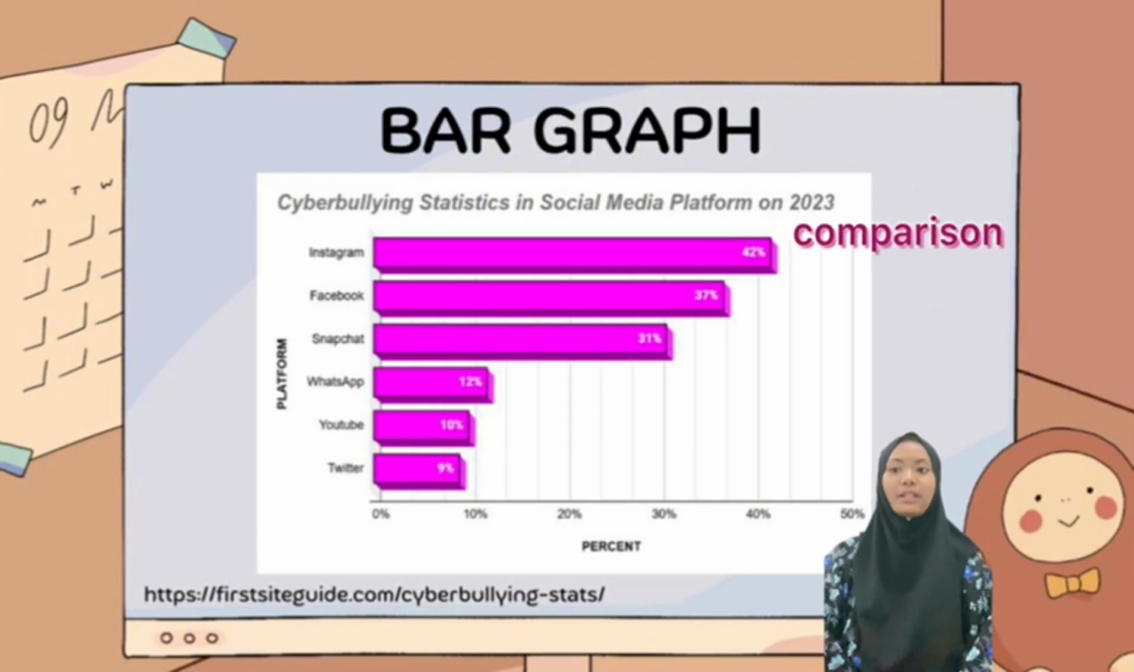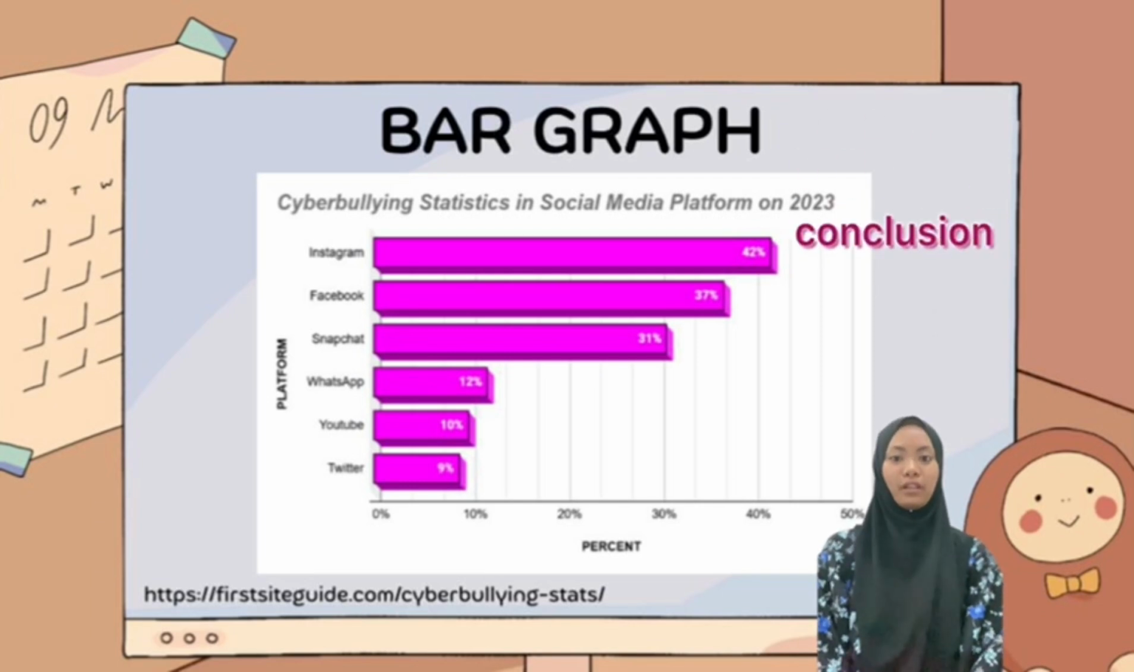Among these platforms, Instagram shows the subsequently highest cyberbullying. Meanwhile, Twitter records the lowest percentage. The second comparison is that the percentage for Facebook is significantly higher than Snapchat, around 37% to 31%. The percentage of cyberbullying on YouTube is fractionally lower than WhatsApp, amounting to 10%. Overall, it can be concluded that the highest percentage of cyberbullying on social media platforms was Instagram, and Twitter is the lowest percentage.